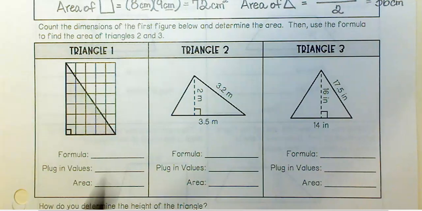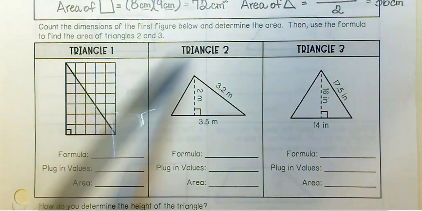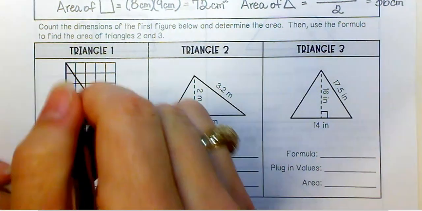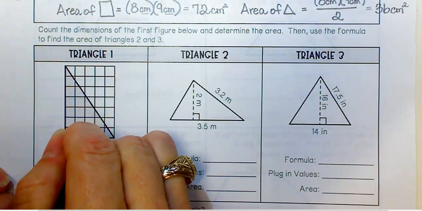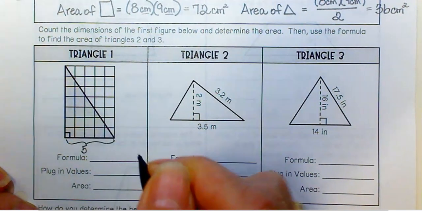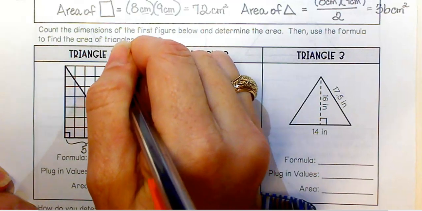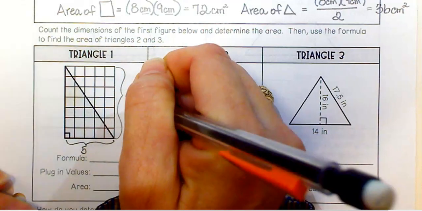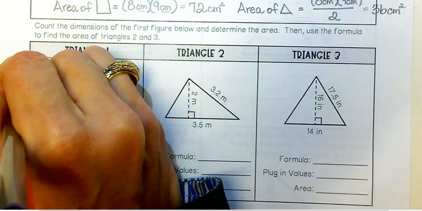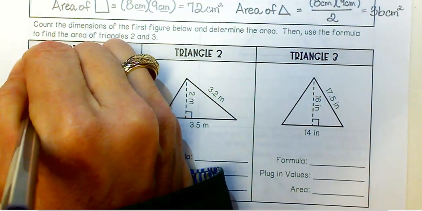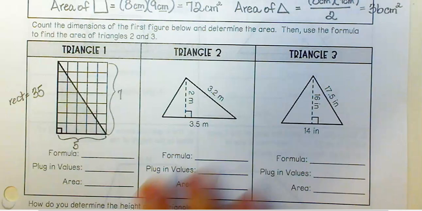All right, triangle 1. The instructions say count the dimensions of the first figure below and then determine its area. Okay, so looking at the rectangle, it's 5 units for the base and 7 units for the height. So the rectangle's area is 5 times 7, which is 35.